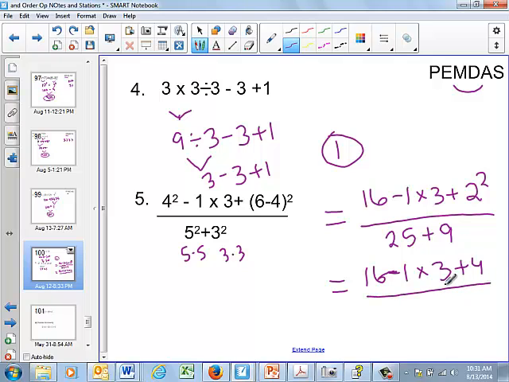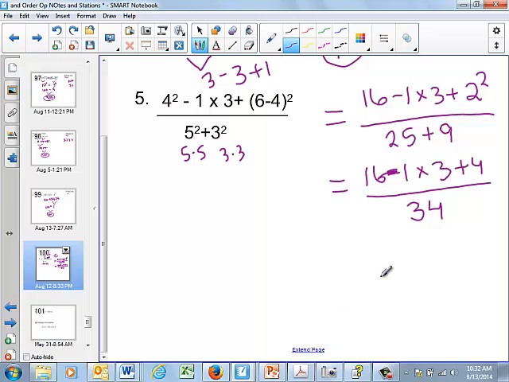I'll go ahead and add the 25 and the 9 together on the bottom, which is 34. Don't forget that's a subtraction sign. And then I'll look here on the top, and before I subtract or I add, I have to do my multiplication step. So 1 times 3 changes that to a 3. So now I have 16 minus 3 plus 4 on the top. And I still have 34 on the bottom.